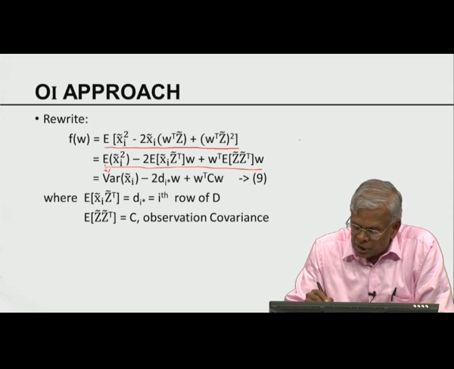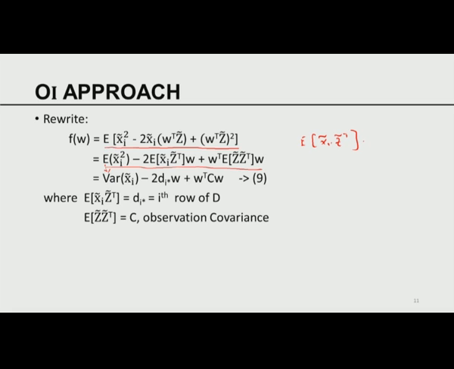Expected value of xi tilde z tilde transpose is essentially the ith row of D. So that is denoted by di star. Please remember D is the cross covariance between the grid and the observation locations. So I know every grid point will be related to every observation location.